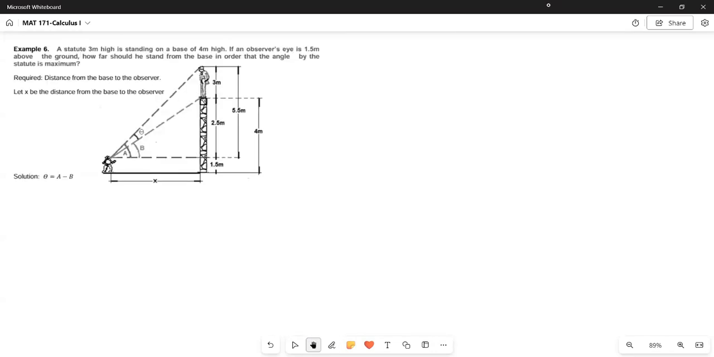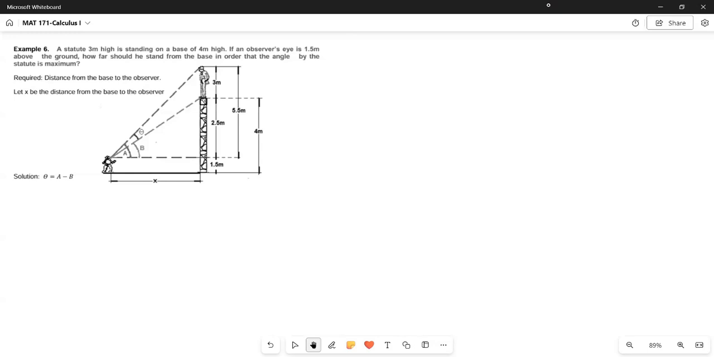Okay, so we have here last example in this module, a worded problem. So here we have a statue 3 meter high is standing on a base of 4 meter high na base. If an observer's eye is 1.5 meter above the ground, how far should he stand from the base in order that the angle by the statue is maximum? So kailangan natin ang maximum value ng angle para malaman natin kung hanggang saan yung distance noong observer papunta doon sa statue.